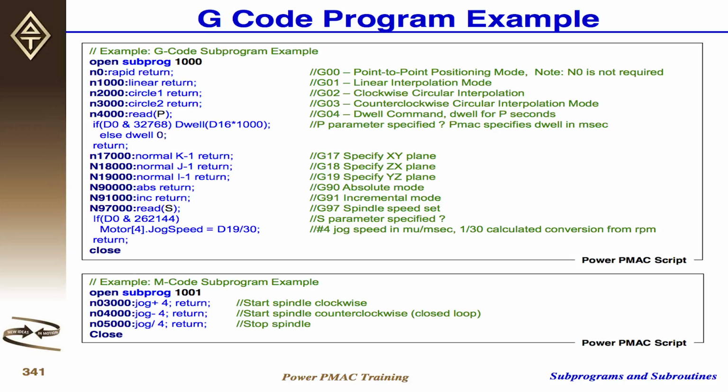If it's M04, start spindle counterclockwise. So go to the line number 4000 and jog in negative direction. Whichever motor you assigned, right? This is motor 4, so we assume the motor 4 is our spindle in this case. And if you want to stop the spindle, this is M05, so you go to line number 5000 and jog stop for that motor number 4 in this case. Okay, if it's clear, we can see the part program.